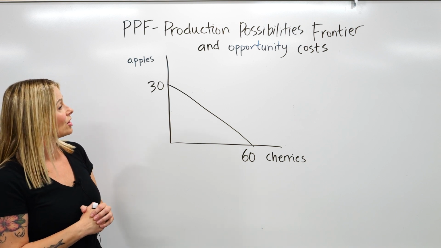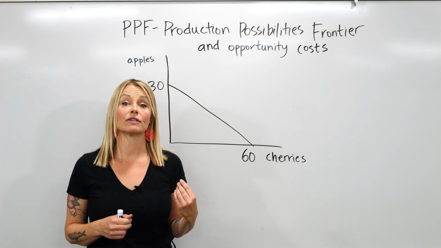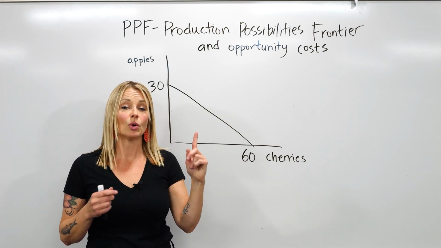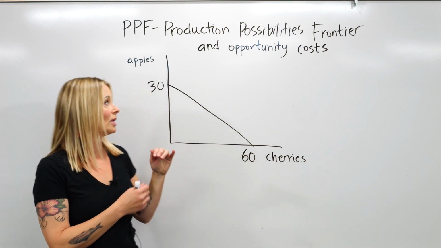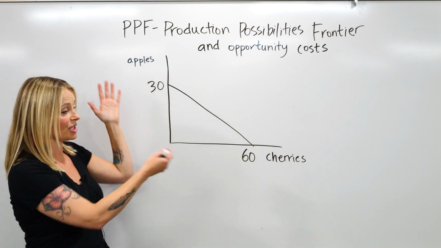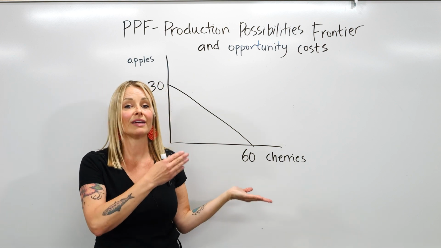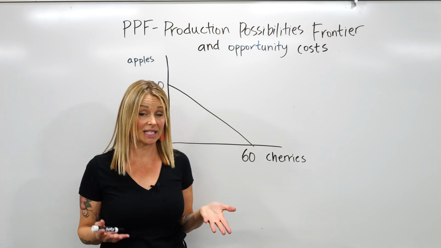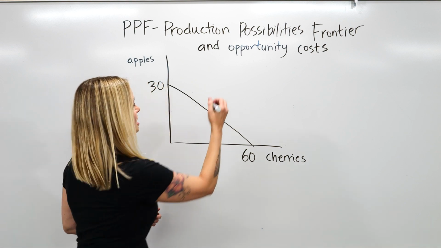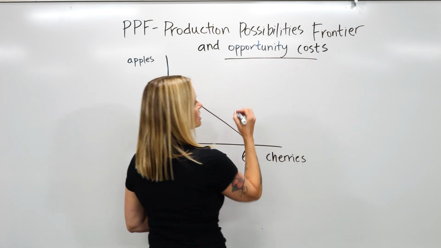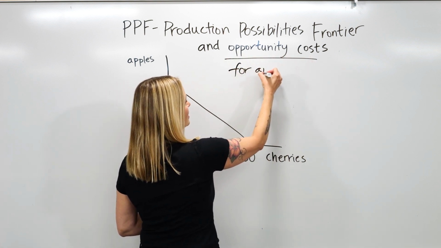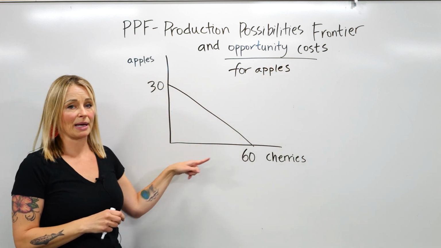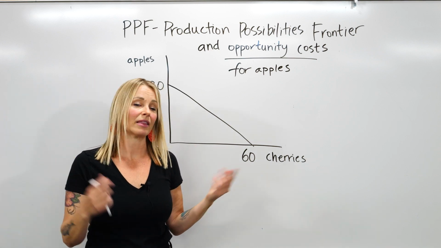So we could ask ourselves, what's our opportunity cost for apples? If we choose to pick one more apple, what's that costing us? What are we giving up? Well, in this world, the only things that exist are apples and cherries. So if we decide to pick one more apple, we're going to give up picking some of those cherries. So how do we calculate what that amount is? We're going to look at these extreme values of the maximum amounts that we could pick, do a little math, and figure it out.